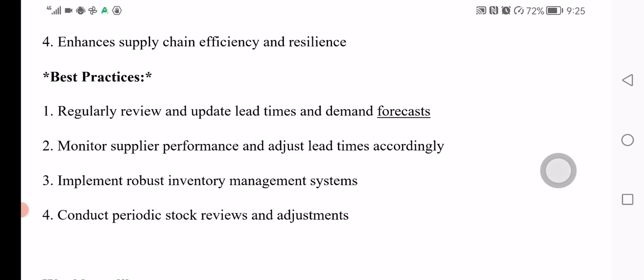Next is conduct periodic stock reviews and adjustments. After a certain period of time, like after a month, or 2 months, or weeks, you must review and audit. You should create a regular mechanism for stock review. You must know the data: how much stock you have, how much stock is obsolete, how much is on hand, how much is on inspection, how much is in transit, how much is on order, and how much has been dispatched to the customer.